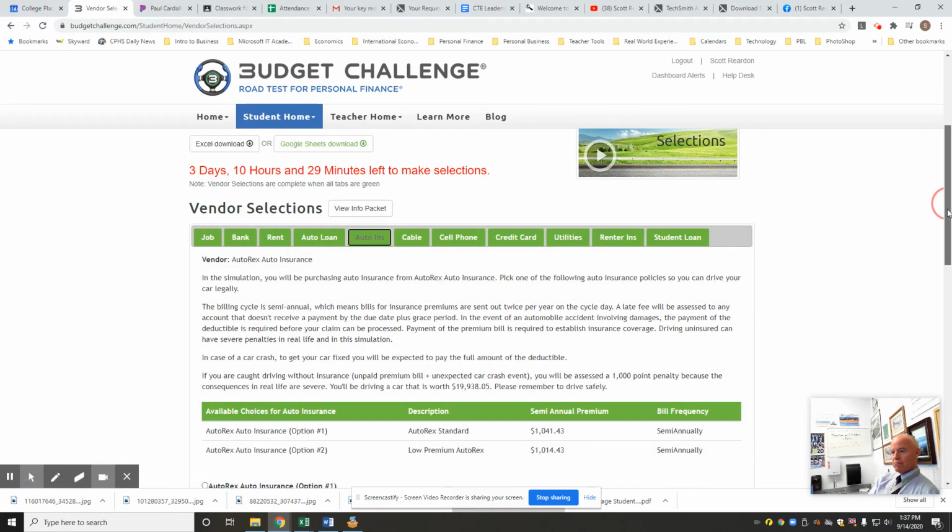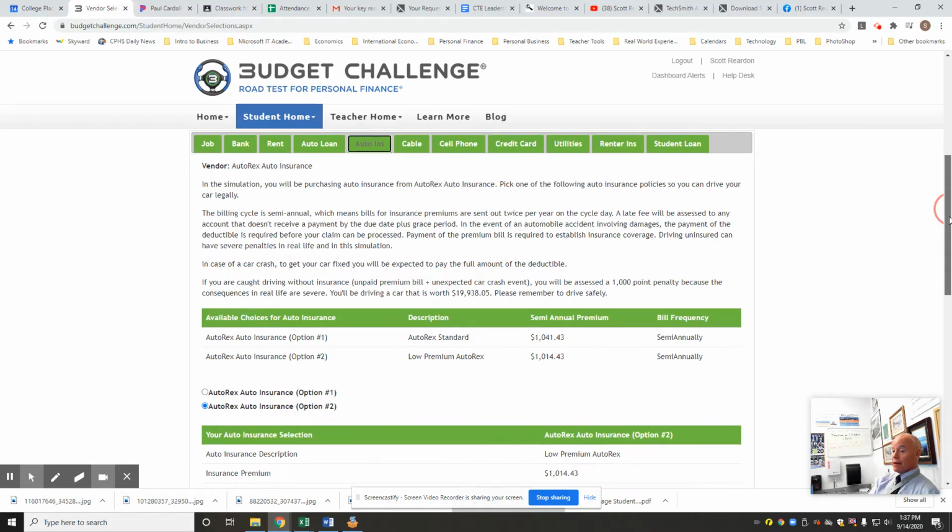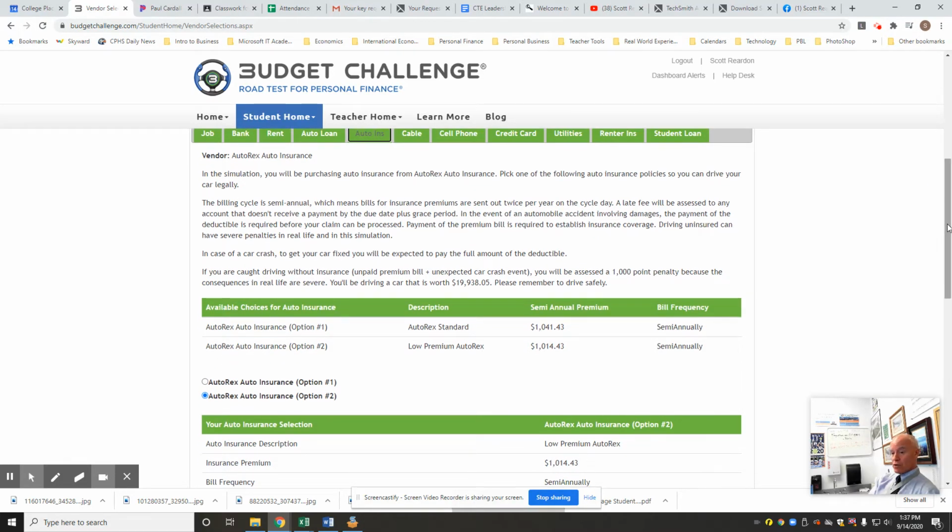Auto insurance. You could get in a wreck in this simulation. And if you do, you have to consider what kind of auto insurance you have. Now, understand that there's these things called premiums and deductibles. A premium is the amount you pay, in this case, semi-annually. Okay, what in the heck does semi-annually mean? Semi-annual, or in this case, twice every year, every 6 months.